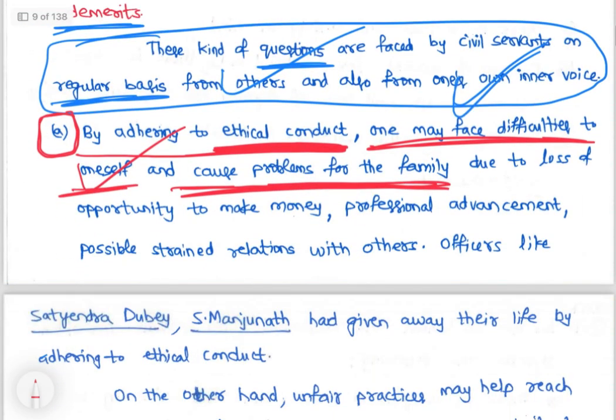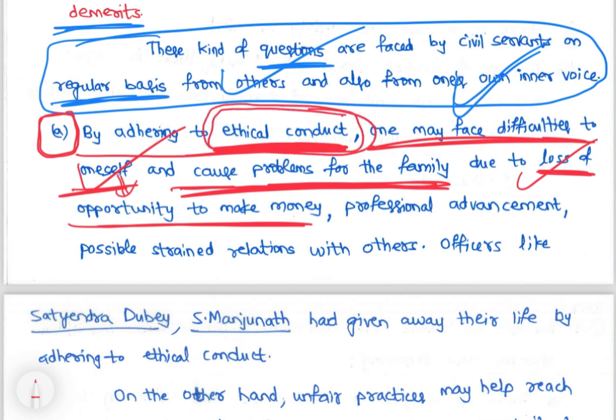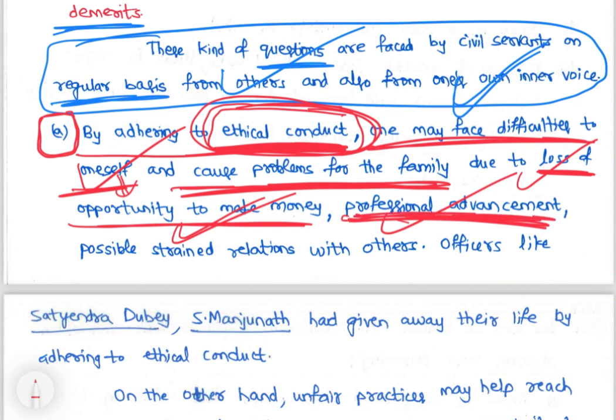कैसे? Due to loss of opportunity to make money. ठीक है, difficulties, loss of opportunity. See, by adhering to ethical conduct you won't be taking bribes, that is, the opportunity to make money will be lost, right? Then professional advancement, भाई तुम ethics को ही follow करोगे, on the other hand कोई है politician को favorable चीजें करेगा, so उसका career advancement होगा, professional advancement. Then possible strained relations with others.